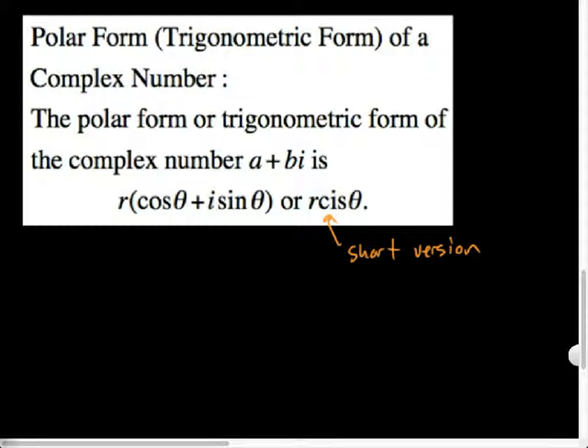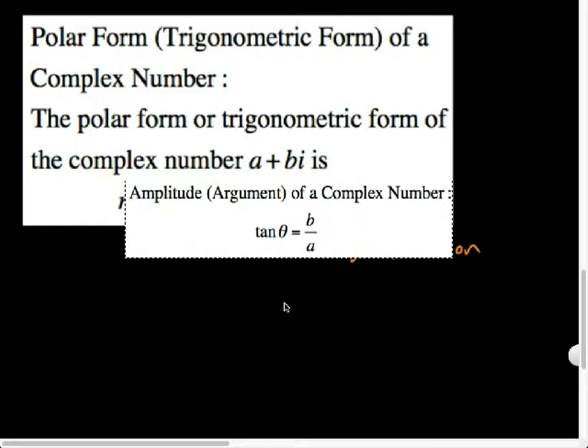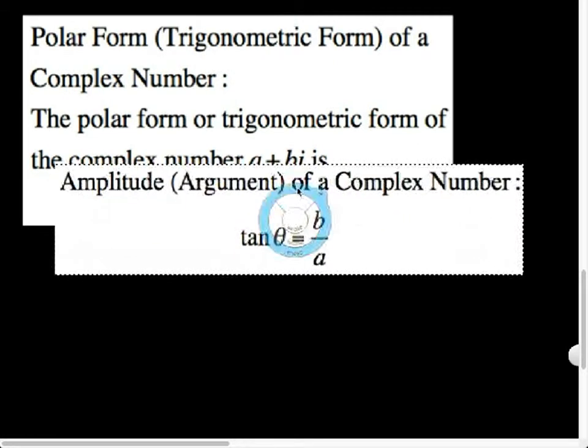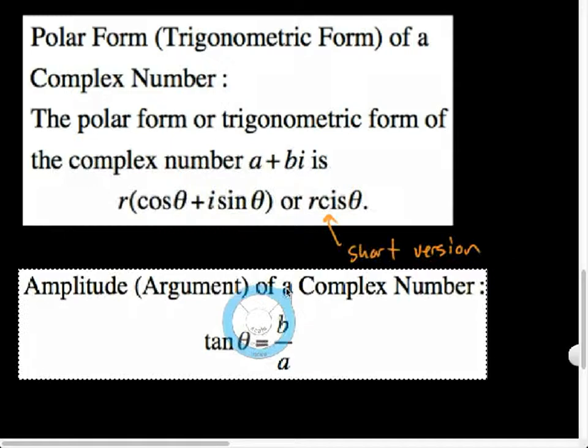So, and then one of the ways that you could, we'll come back to that in a moment. One of the ways that you could find the amplitude, this stuff is just so familiar to you, the amplitude or argument of a complex number. If you wanted to find out what theta was and you knew what your a's and your b's were, yeah, you could figure it out like that.